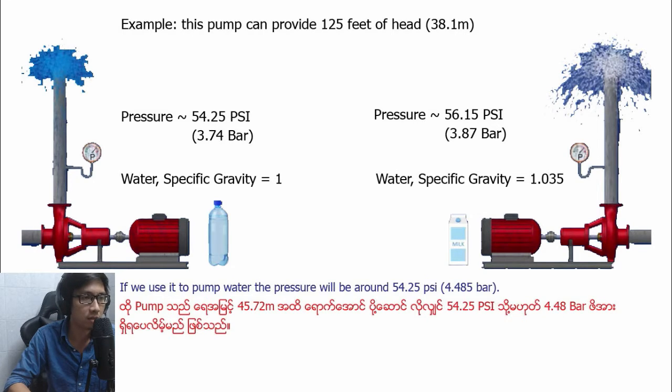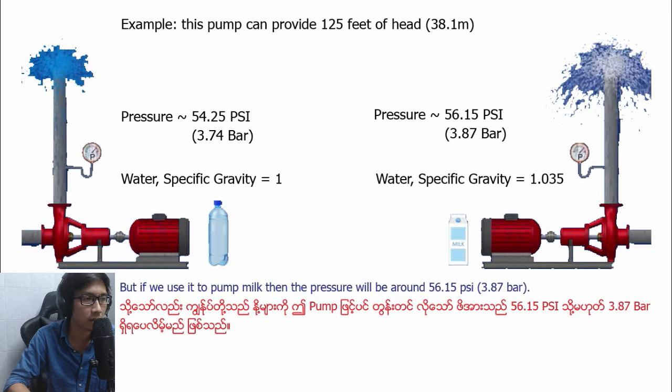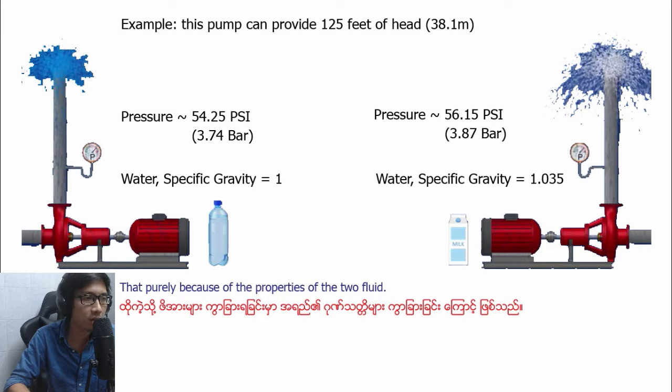38.1 meters. If we use it to pump water, the pressure will be around 54.25 psi, 4.485 bar. But if we use it to pump milk, then the pressure will be around 56.15 psi, 3.87 bar. That is purely because of the properties of the two fluids.